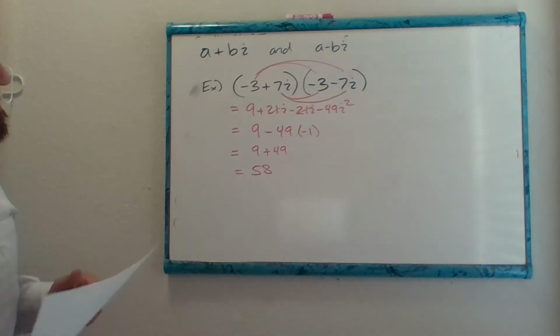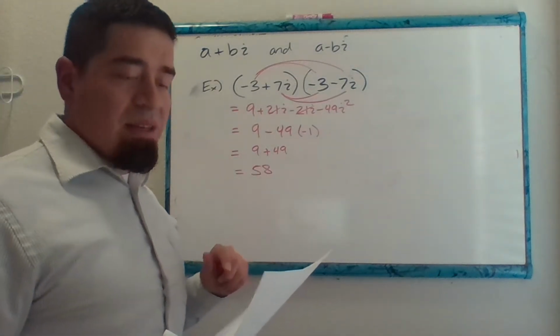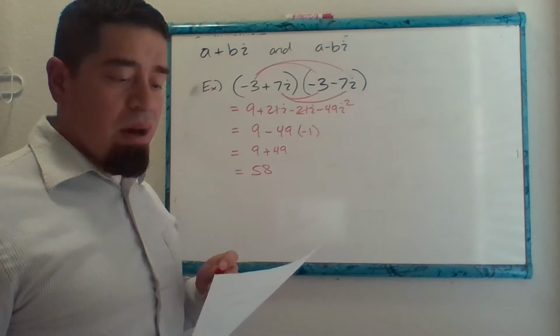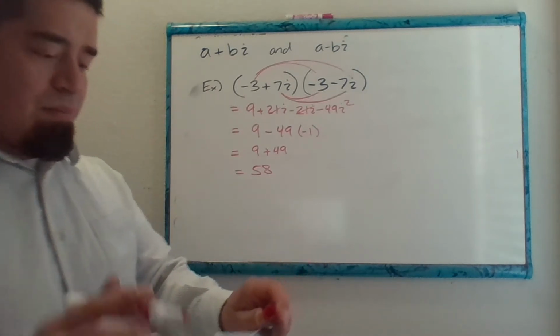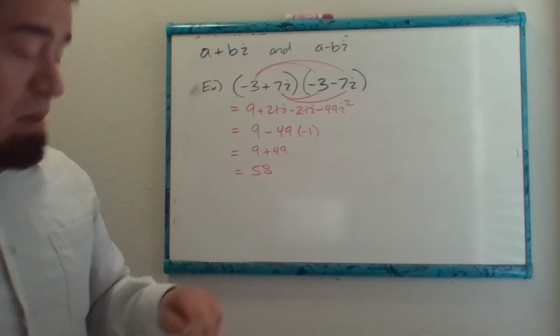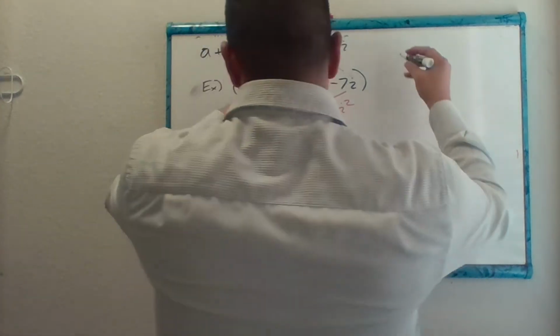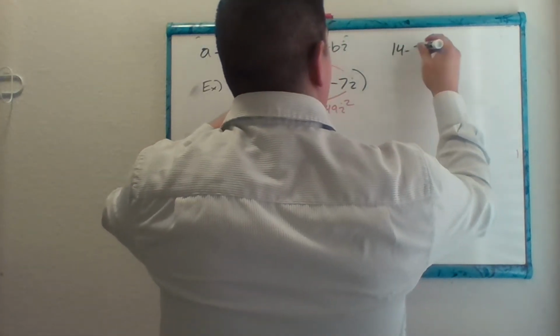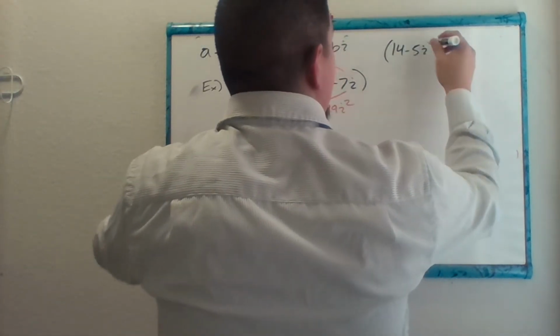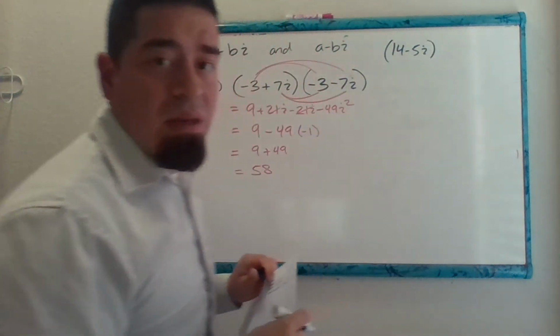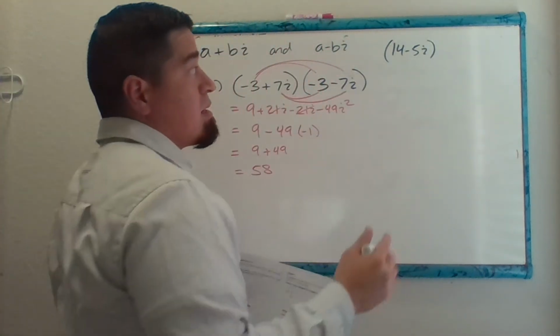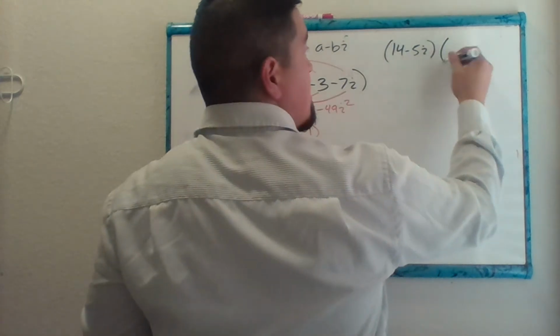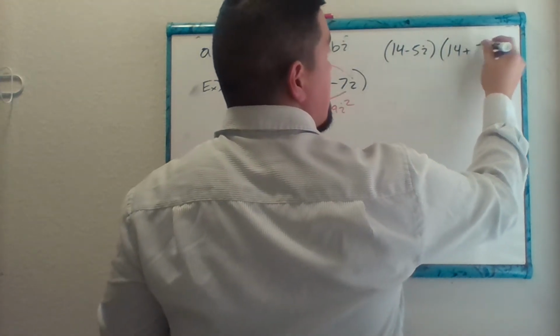Okay, so why don't you pause the video, try to find the conjugate of the following two questions. So 14 minus 5i, what's the conjugate of this? Well, again, you're just going to change the imaginary part. It's minus right here, so I'm going to change the imaginary part to plus.